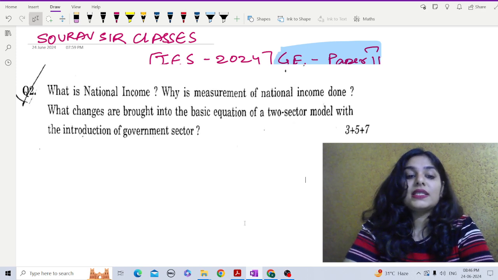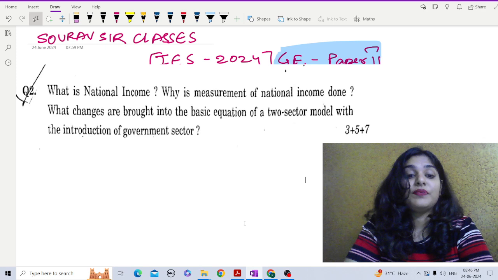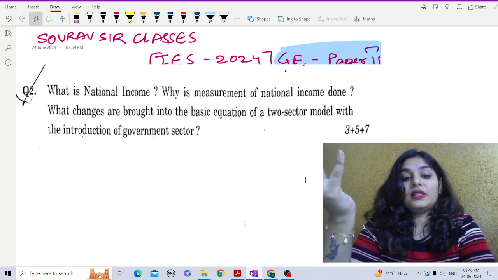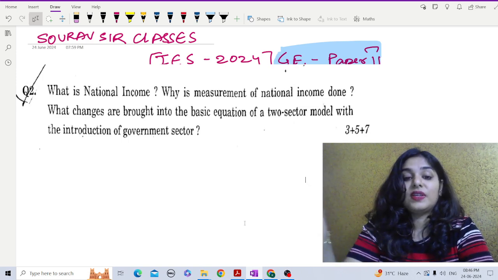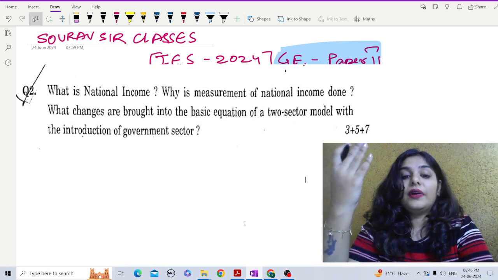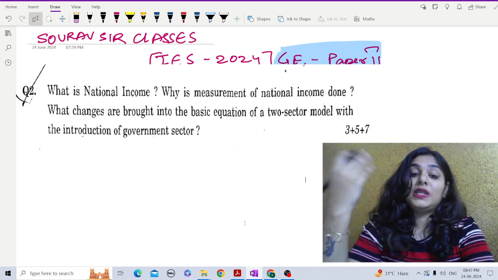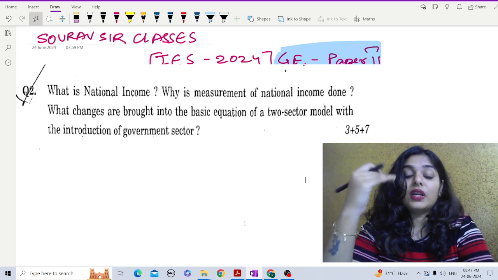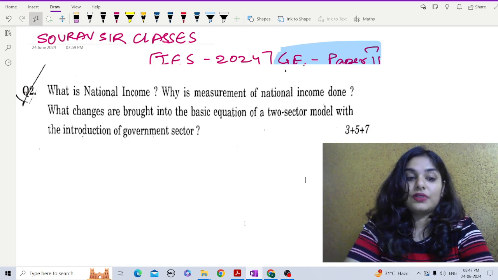Now, why is the measurement of national income so crucial? There are several reasons for that. Number one is the economic performance assessment, and how the economy is performing from the previous year to the next year. If there is growth, what is the rate of growth, if there is speedy recovery, if there is some downfall, and how it is growing with respect to other nations and countries, right?